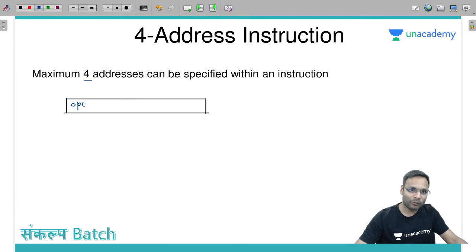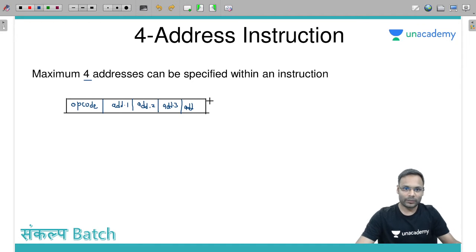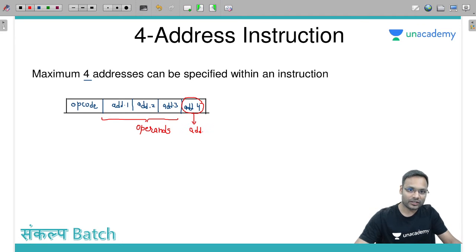So apart from opcode you will be having how many addresses? 4 addresses. Address number 1, address number 2, address number 3, address number 4. So these 4 addresses will be used for what? The first 3 addresses are used to denote the operands. And the last, 4th one will give you the address of the next instruction.